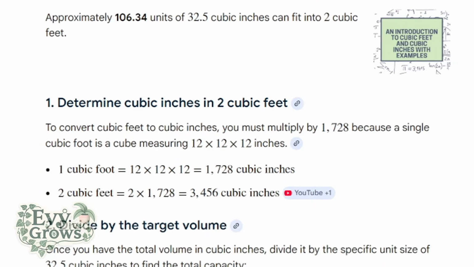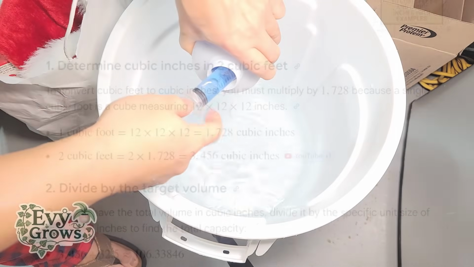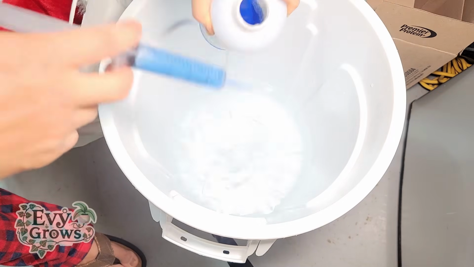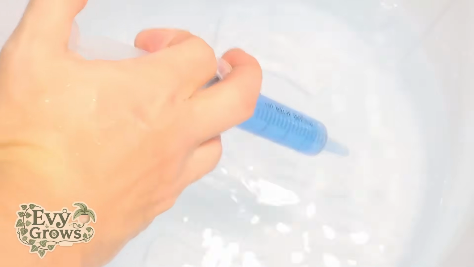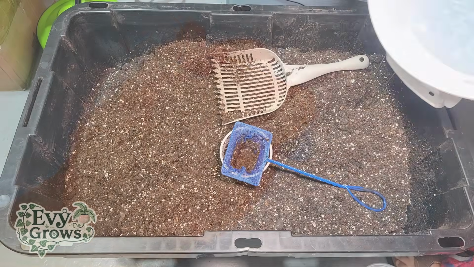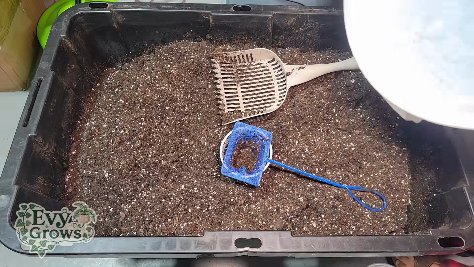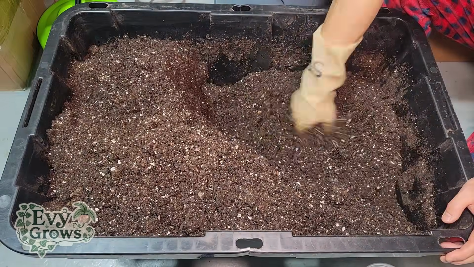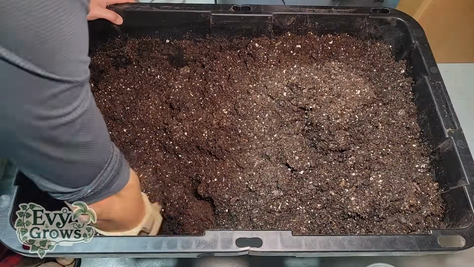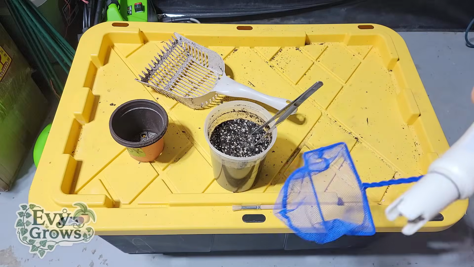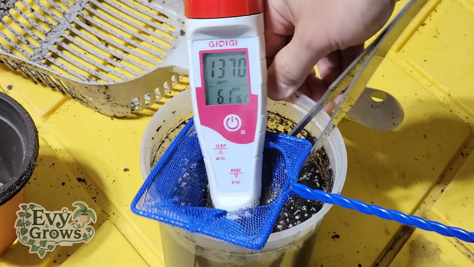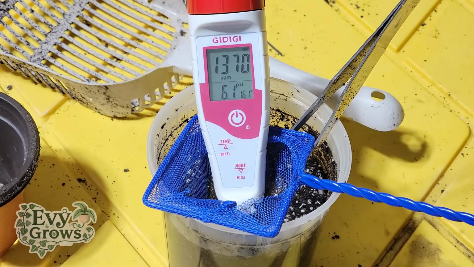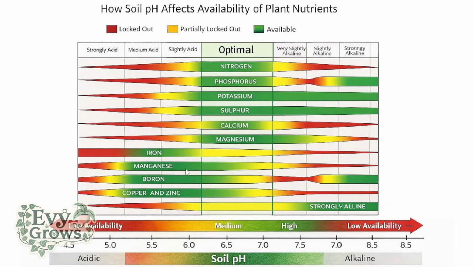So I'm gonna add 106 times 1 milliliter of pH up to my full 2 cubic feet of soil. I'll add this pH up to a gallon of water, then pour this into my soil and mix it thoroughly. And again, I'm gonna double check to verify that my calculations were correct. Now the soil is at 6.1 pH, which is perfectly in the center of my preferred grow zone.